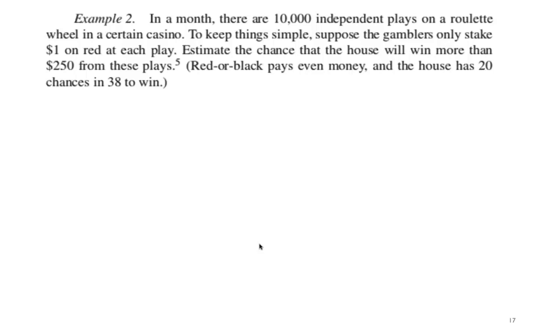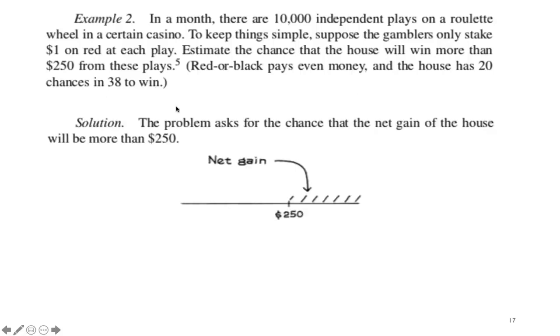Okay, let's see how we can apply this to a problem. So say we play 10,000 times on a roulette wheel at a casino, and to keep things simple, we're going to put $1 on red. We want to find the chance that the house will win more than $250 from these plays. So remember that the house has a 20 out of 38 chance of winning in this game. So the problem asks for the chance that the house will win at least $250. So we have to find the probability of getting at least 250.